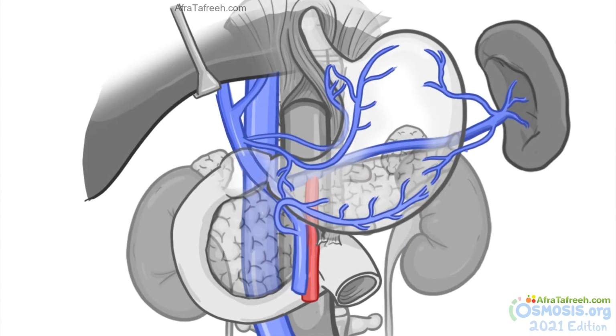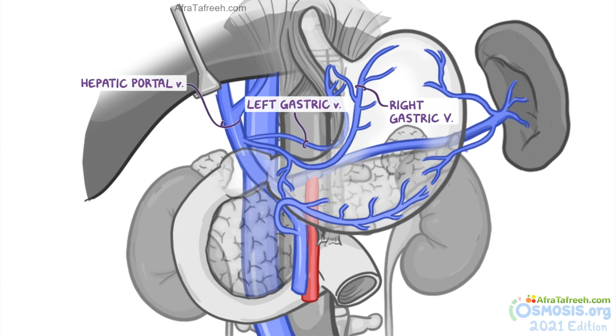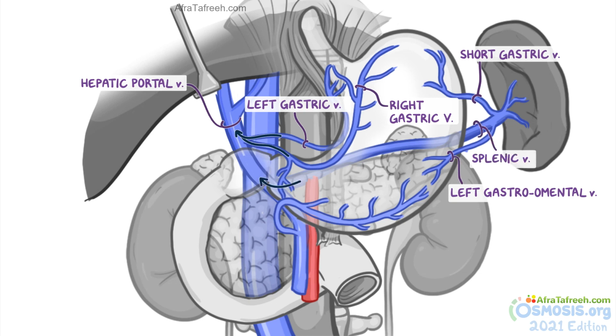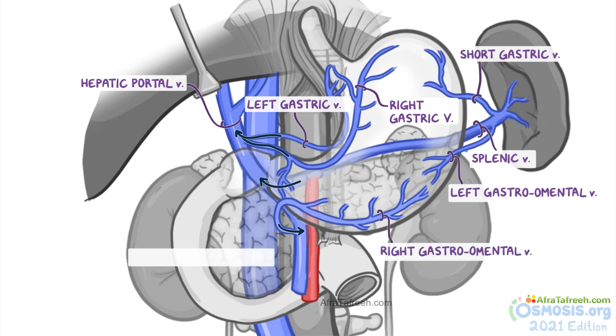Now, the veins are easy to remember as they mirror the arteries of the stomach. All of the venous blood from the stomach ultimately drains into the hepatic portal vein. The left gastric vein and the right gastric vein drain directly into the hepatic portal vein, while the short gastric veins and the left gastro-omental vein drain into the splenic vein that joins with the superior mesenteric vein to form the hepatic portal vein. The right gastro-omental vein also drains directly into the superior mesenteric vein.